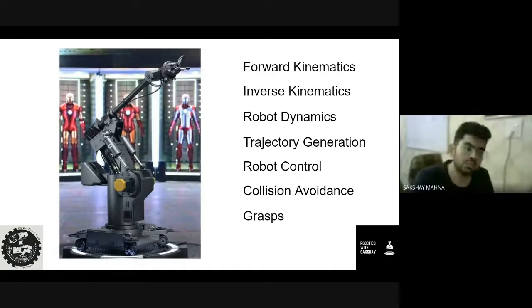So let's again consider this robot arm that we had, the dummy robot. To the right over here, I've written some of the components of a robot arm. These are not all the components. I may have missed some, but these are mostly the important ones which I could think of. The first one is forward kinematics, inverse kinematics, robot dynamics, trajectory generation, robot control, collision avoidance, and grasps. MoveIt is able to handle all these and much more than what I have mentioned. Let's briefly go over them one by one so we can understand what these actually are.